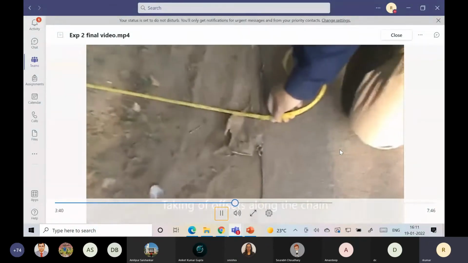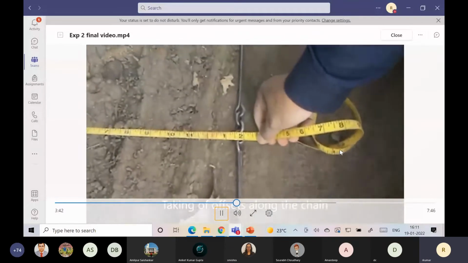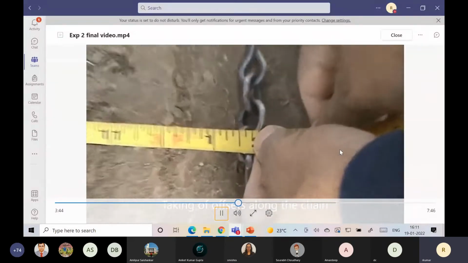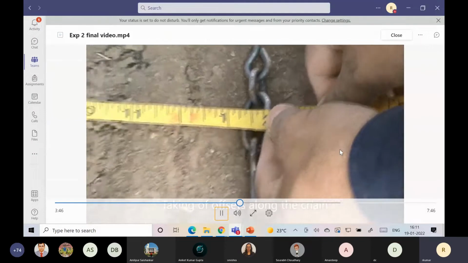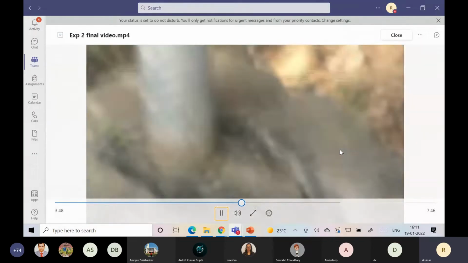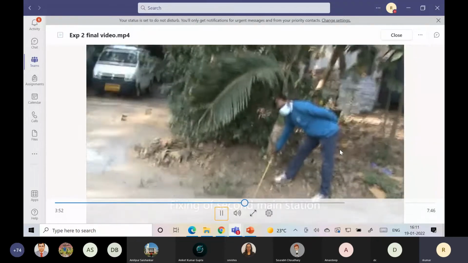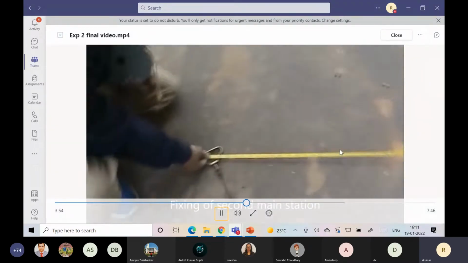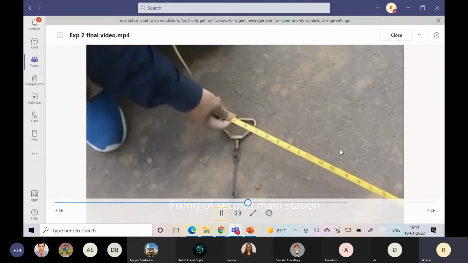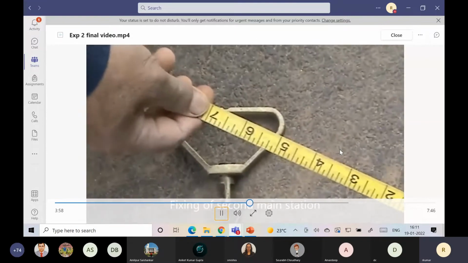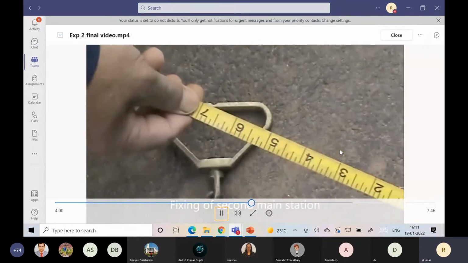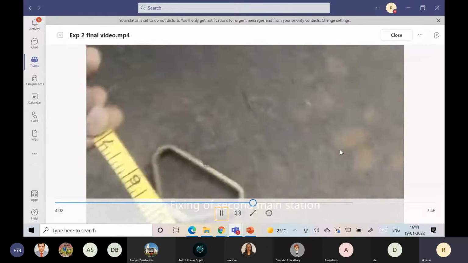See, again we are taking the offsets. It should be 90 degrees. Now you see, again we are fixing the second main station, that is our B, as I told you in the beginning. Again you will take the 3 measurements to fix it.